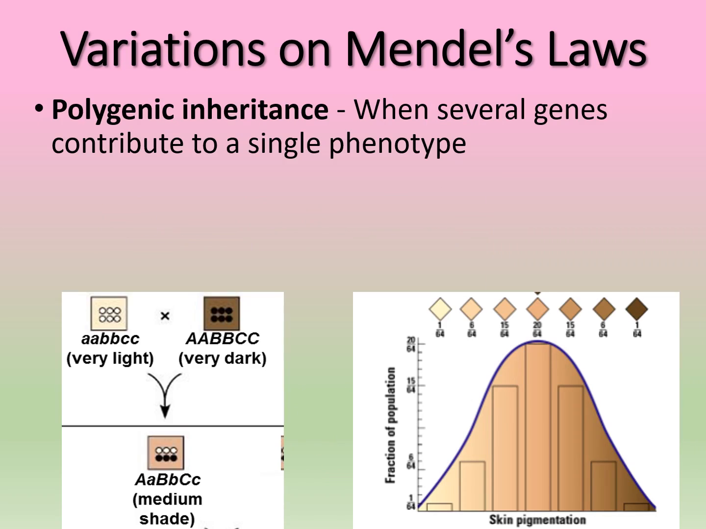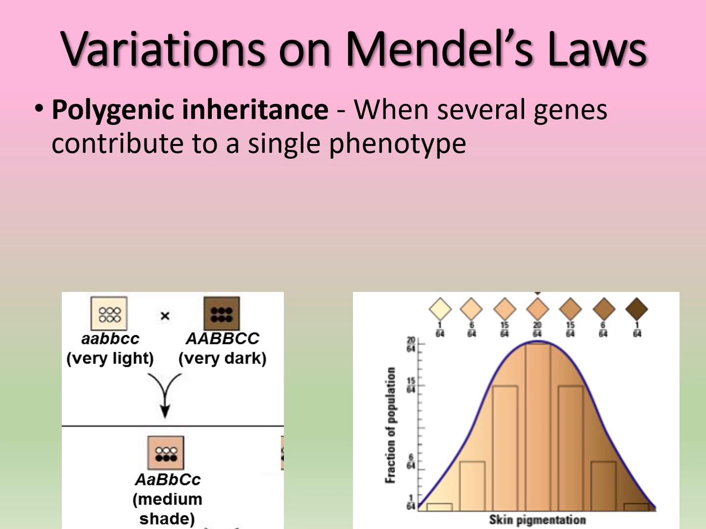So what are some other variations on Mendel's laws? So we talked about codominance, we talked about incomplete dominance, right, as being some examples where our dominant allele isn't always dominant. So I want you to be able to do some examples of those with Punnett squares, but now I just want you to understand and be able to define some of these other variations.